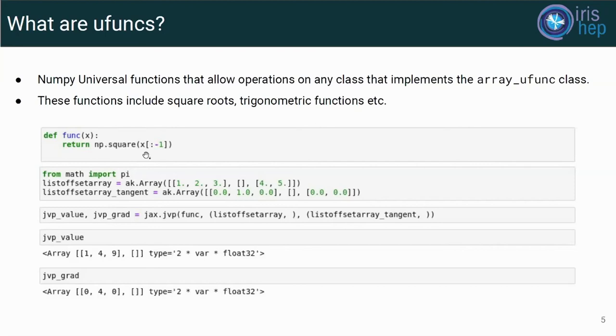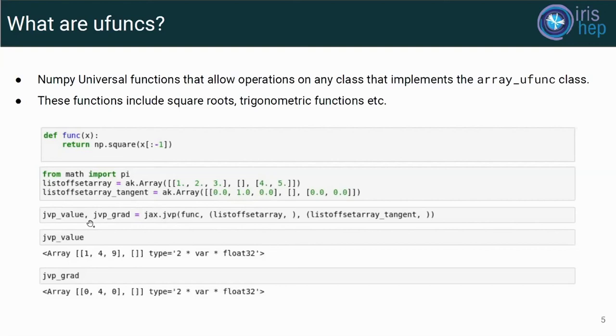So in this example, what we have done is that we accept an array, we do a slice that ignores the last element of the array, and we square it. My choice of primal here is a list offset array: 1, 2, 3, an empty list, and then 4, 5, another sublist. So after this slice, you'll just get two sublists, 1, 2, 3, and an empty sublist. And my tangent would be to differentiate with respect to the second element of the first sublist, so it would be 2. That's why I activated the input there.